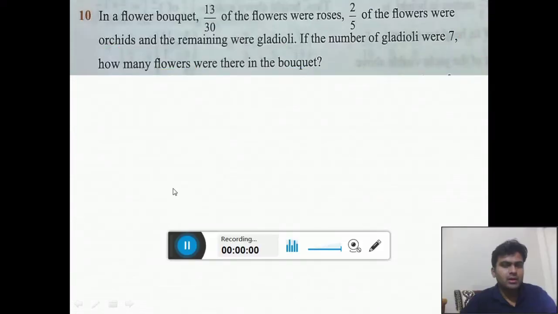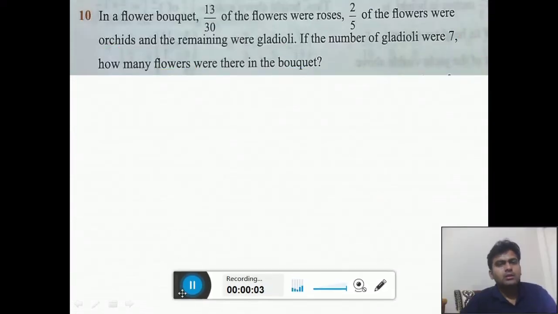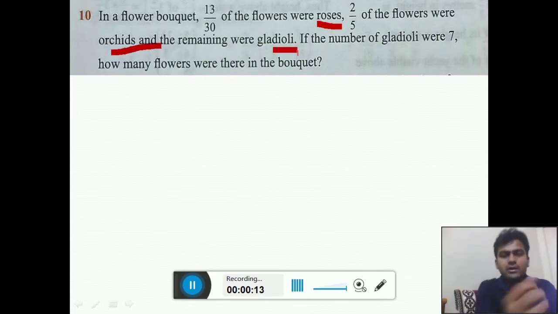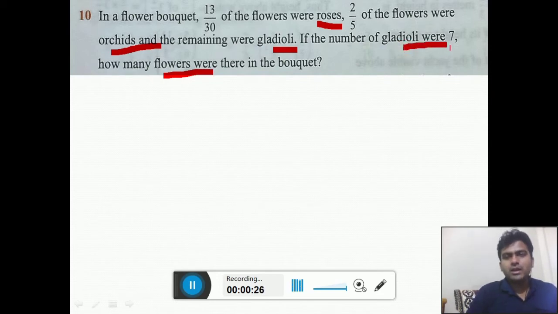Question number 10. In a flower boutique, 13 upon 30 of the flowers were roses, 2 upon 5 were orchids, and the remaining gladioli. So there are three kinds of flowers: rose, orchid, and gladioli. And we have to find the total number of flowers if the number of gladioli were 7.